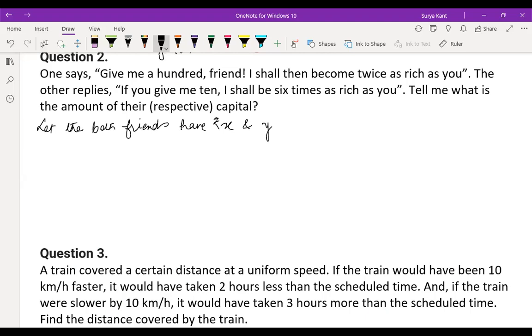The first condition, what they have given. One says, give me 100 friend, I shall become twice as rich as you. It means if one friend is having x plus 100, the other friend will obviously be having y minus 100. Very good. This is the first condition. So double is happening, means x plus 100 is equal to y minus 100, you write.